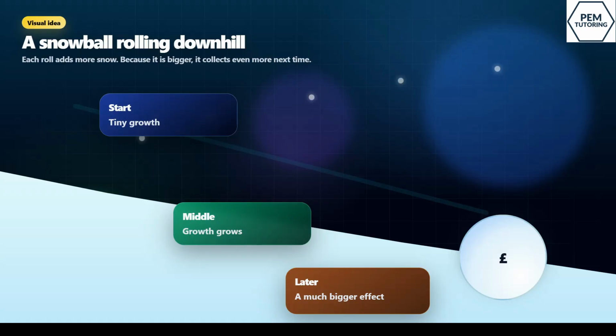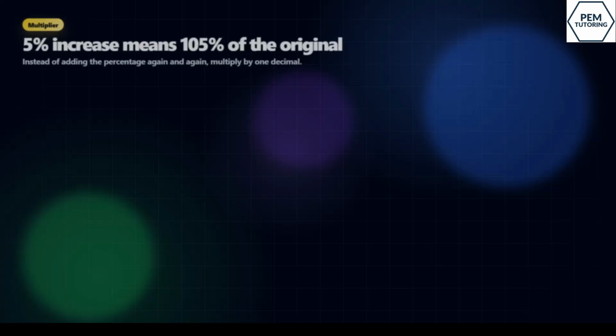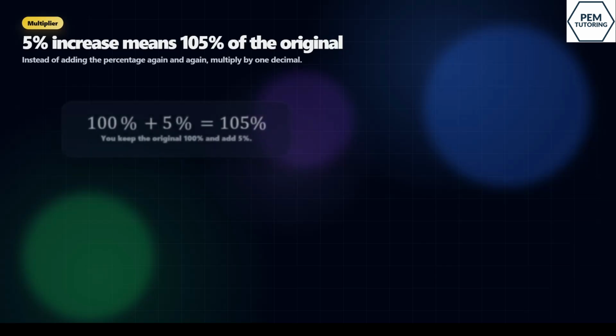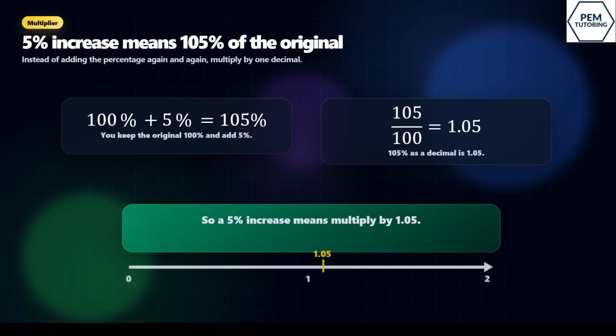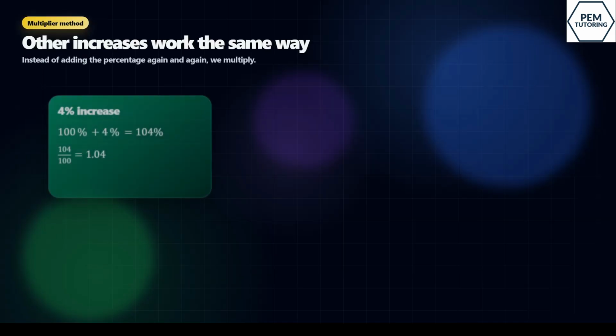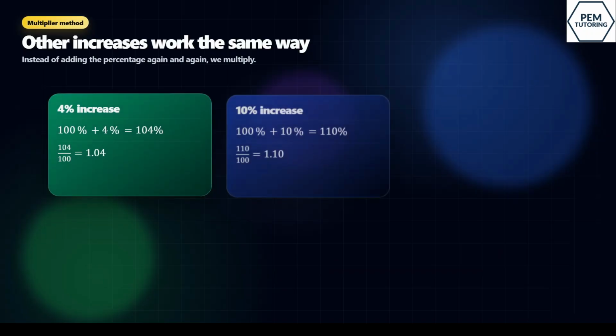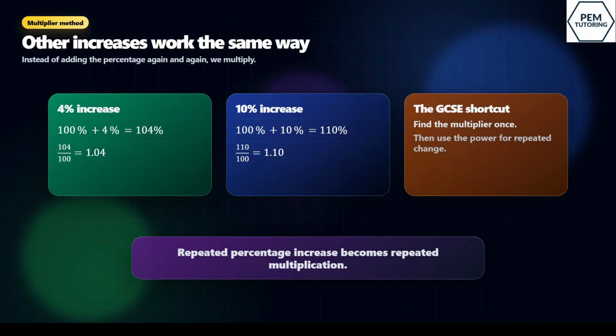Compound interest is repeated percentage increase. And the easiest way to handle it is with a multiplier. If something increases by 5%, you now have 105% of the original amount. 105% as a decimal is 1.05. So a 5% increase means multiply by 1.05. A 4% increase means multiply by 1.04. A 10% increase means multiply by 1.1. So instead of adding the percentage again and again, we multiply.